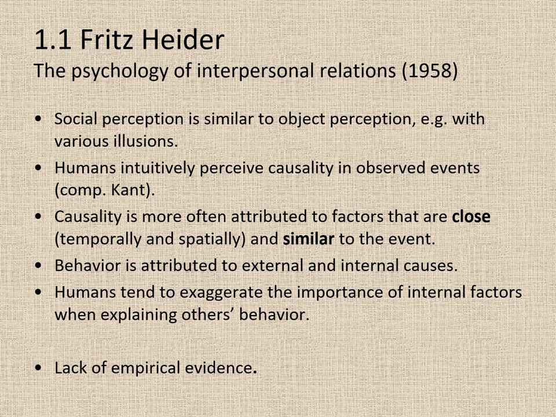For instance, he makes this distinction between external and internal attribution, that we will talk about in just a moment. Fritz Heider was a gestalt psychologist, so he worked a lot with perception, object perception. And he thought these kind of theories about object perception should be applicable also to social perception. So we perceive social information, other people and their behavior, our own behavior, ourselves, in a similar fashion as we perceive other objects. And there are some illusions that we might be the victims of, even when it comes to social perception, in a similar fashion as there are illusions in object perception.